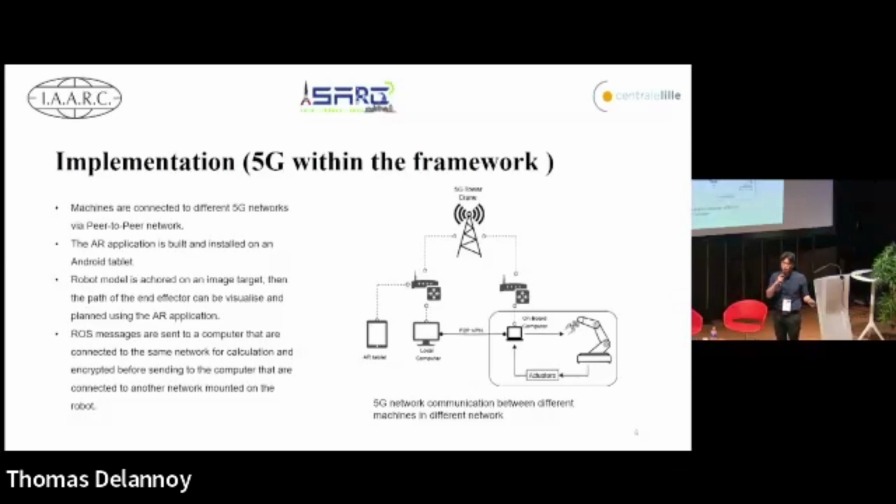Then the path of the end effector can be visualized and planned using the AR application so that you can see what spaces we are using, and whether there are any collisions when we are deploying the construction machines. All of these messages are then sent to the computer that is connected to the same network for calculations, and encrypted before being sent to the computer that is connected to another network.